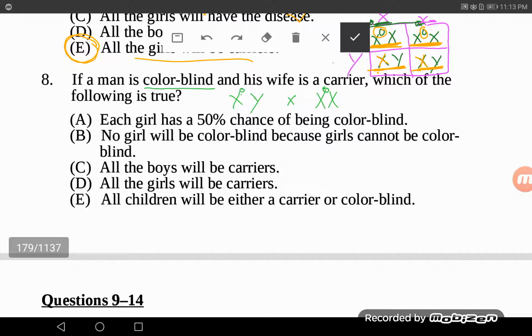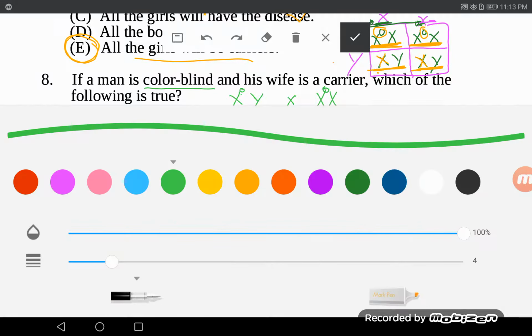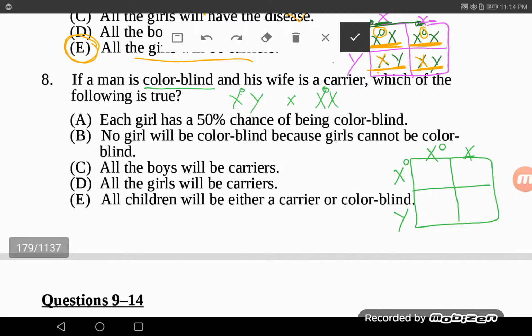So we have the female, with one of the X chromosomes carrying that allele, and this is for the male, in which the male has the color blindness, while the female is the carrier. And now let us do the crossing process. During the crossing process, I like to change the color, so we will cross it. Do you know how to cross it?